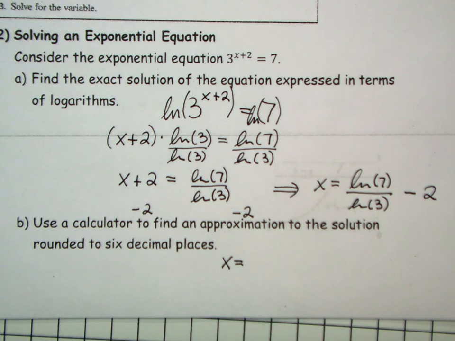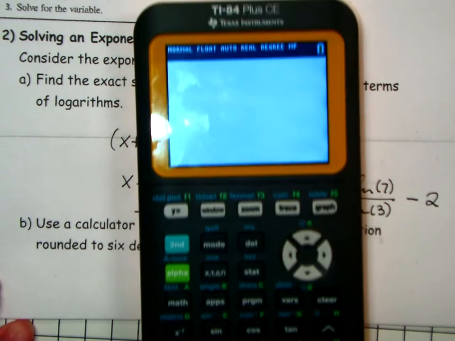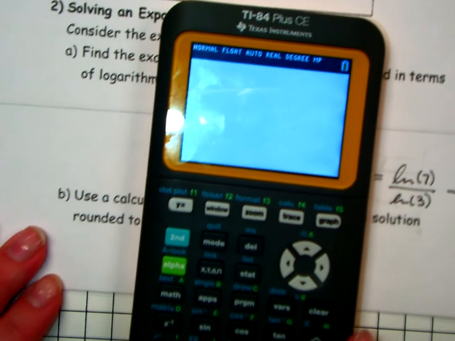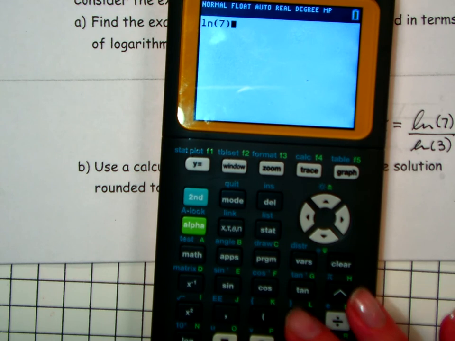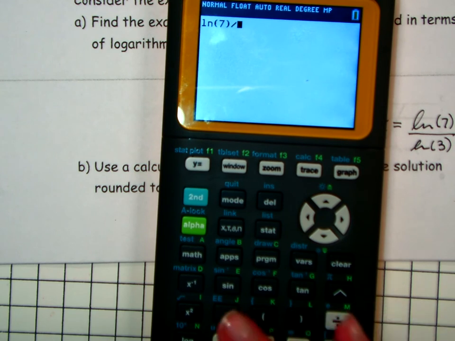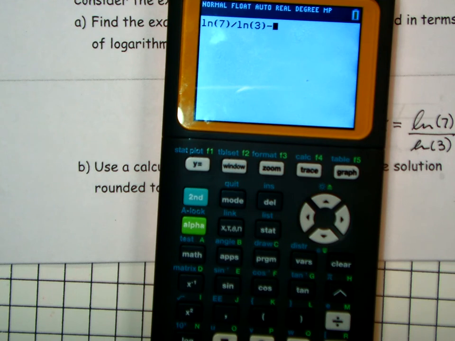So let me go ahead and do that. So I have my calculator here, right? We're going to do ln of 7. ln 7, remember to close those parentheses, divided by ln of 3, close those parentheses, and then I want to subtract 2. Okay? And it says round to 6 decimal places.